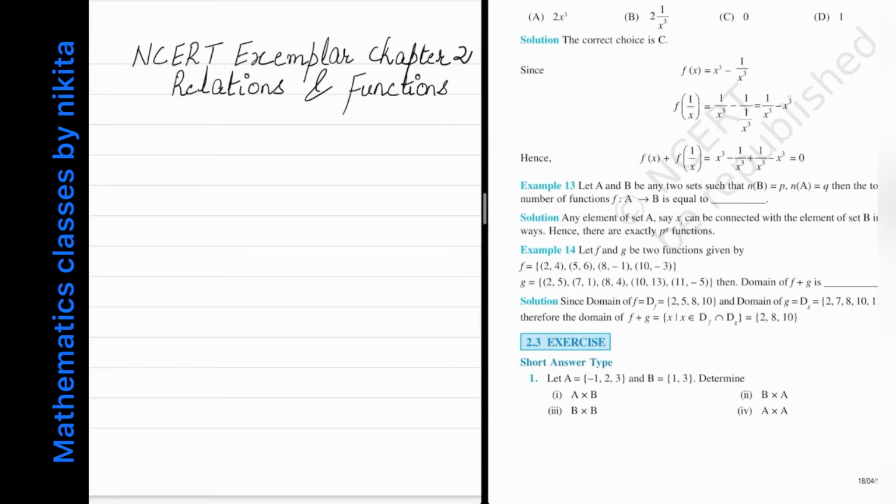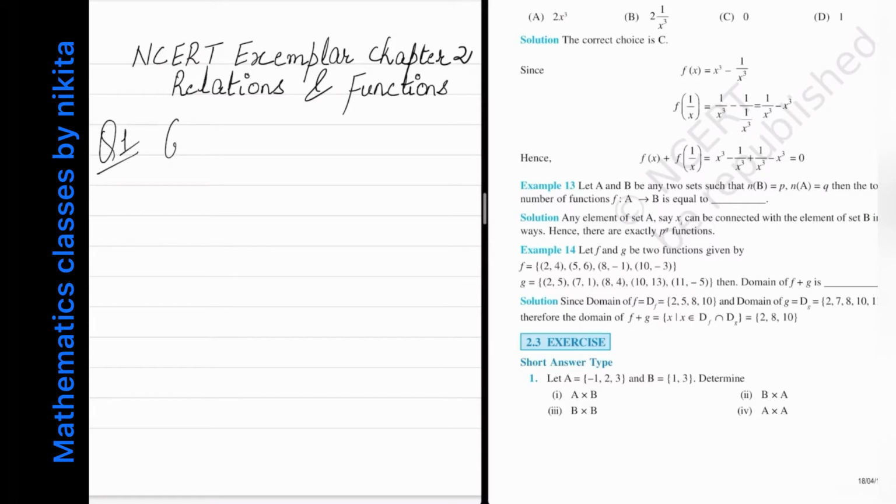The first question says that let A be the set {-1, 2, 3} and B be {1, 3}. You have to determine A cross B, B cross A, B cross B and A cross A. So basically you have to find the different Cartesian products. Again, you know what is a Cartesian product. Those who forgot, please check my earlier videos, that is the starting of relations and functions. There you can brush up your concepts by seeing what is a Cartesian product. Okay, so question number 1.